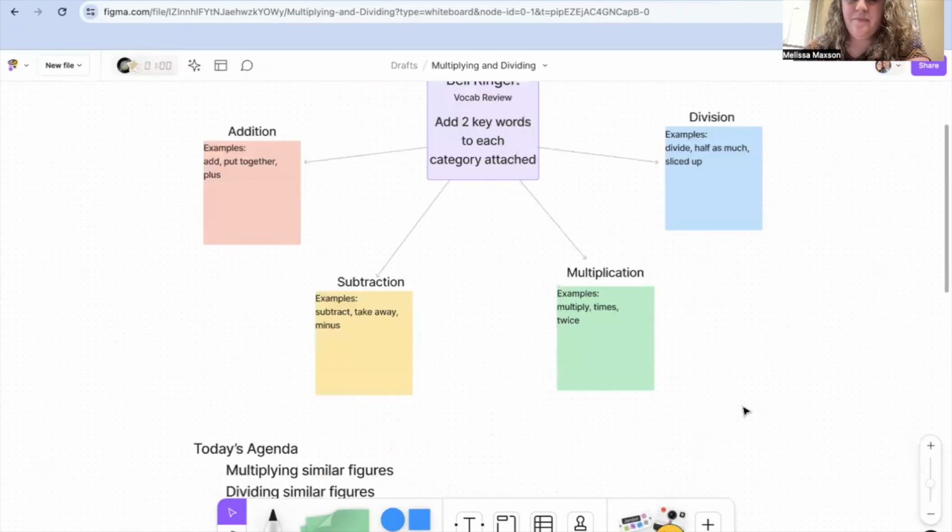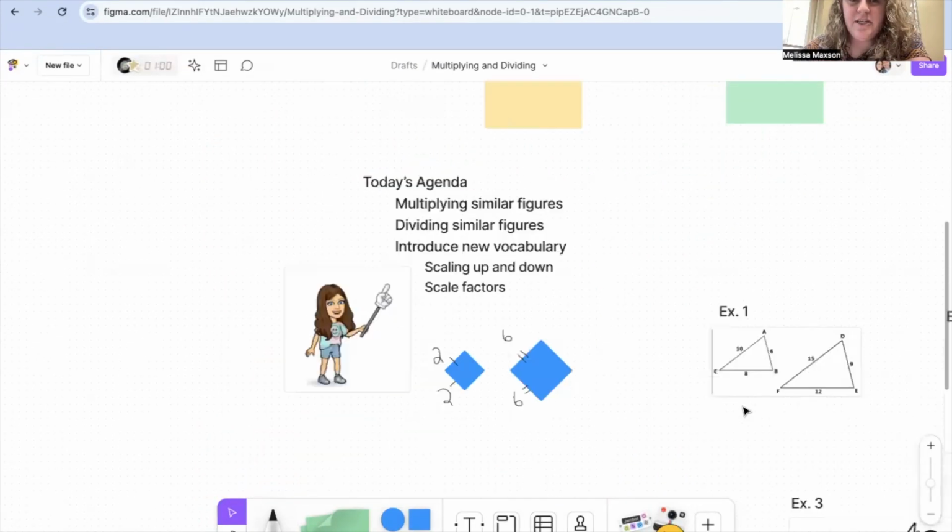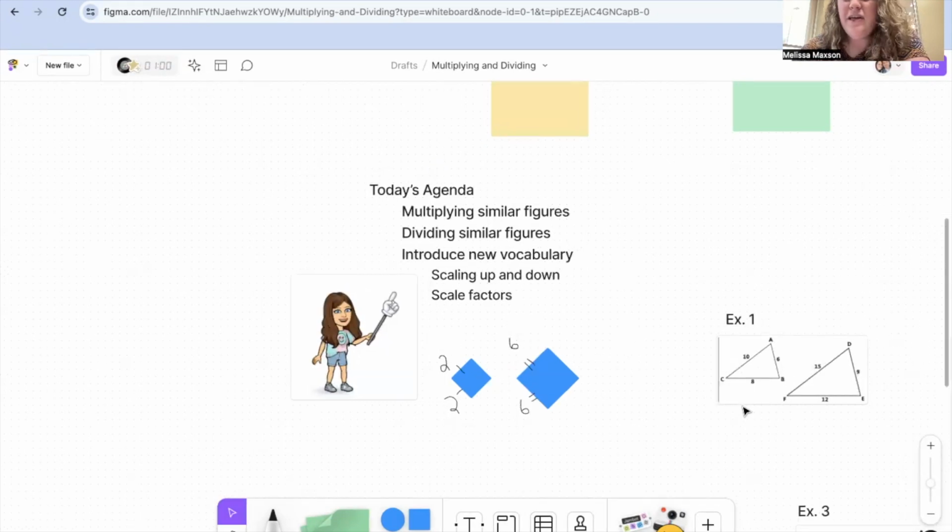So for today's agenda, we're going to be working with our multiplying and dividing. This is with our rational numbers. We're going to put what we've learned to multiplying and dividing with similar figures. And we will be having some new vocabulary today: scaling up and scaling down, and scale factor.